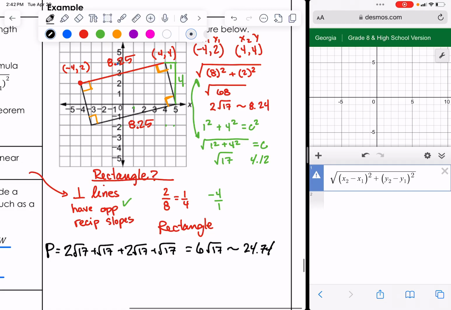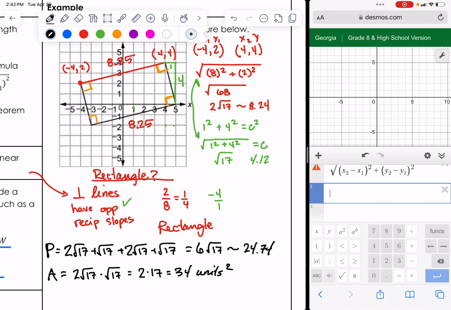We're asked to find the area of the rectangle. Well, that's going to be the length times the width. So the length was 2 square roots of 17, and the width was the square root of 17. So we get 2 times 17, which is 34 units squared.